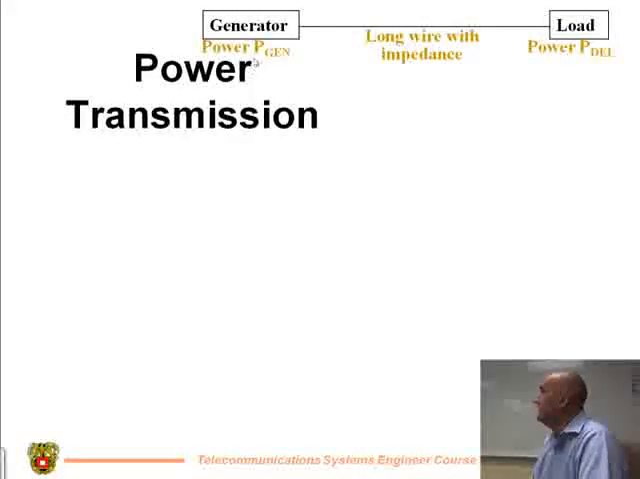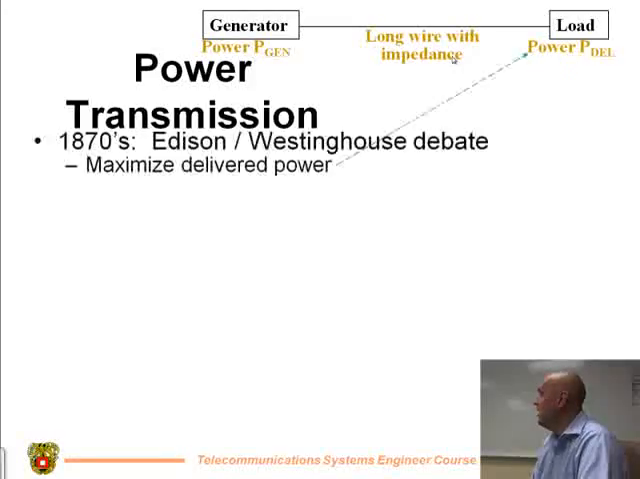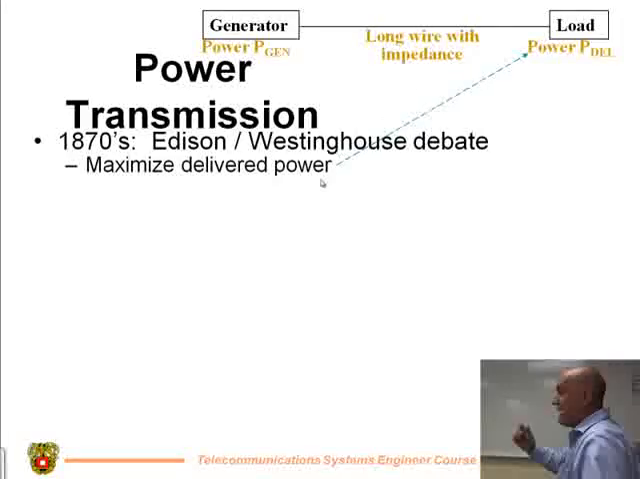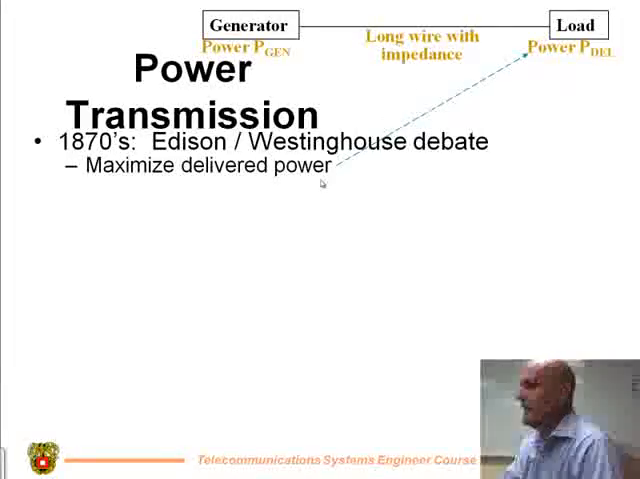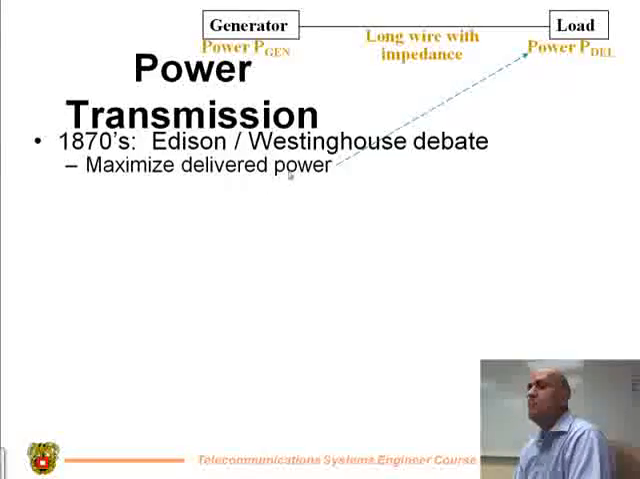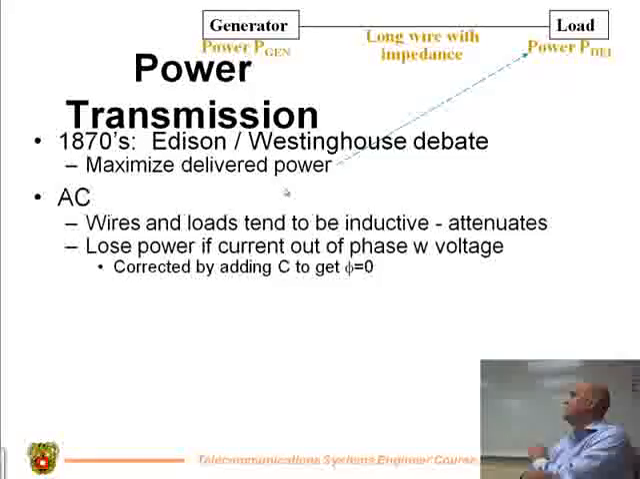So first off, power transmission. We've got some generator that has a power P gen, and then a load, which is power P delivered, and then there's a long wire with impedance. So this goes back to that Edison-Westinghouse debate we talked about. What they wanted to do is maximize the delivered power. And that's the general idea of whether it's power generation to run stuff with the electricity out of the wall, or whether it's a signal. We want to maximize the amount of power that we're sending. So a couple ways to do it.